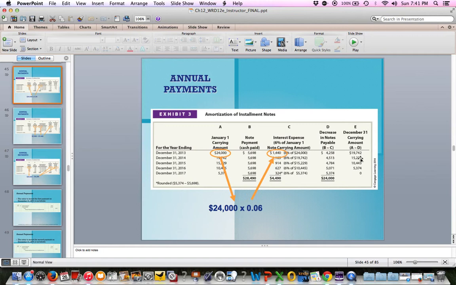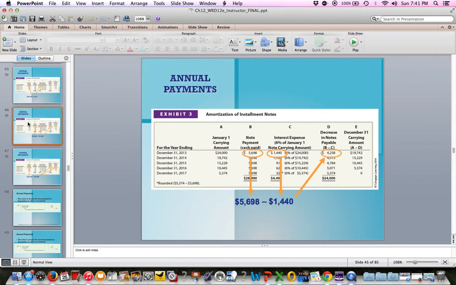So basically this works out then when the final payment is made on December 31, 2017, that liability goes down to zero. So basically all the principal is repaid. Okay, so we're just showing here how we got to each of those parts.